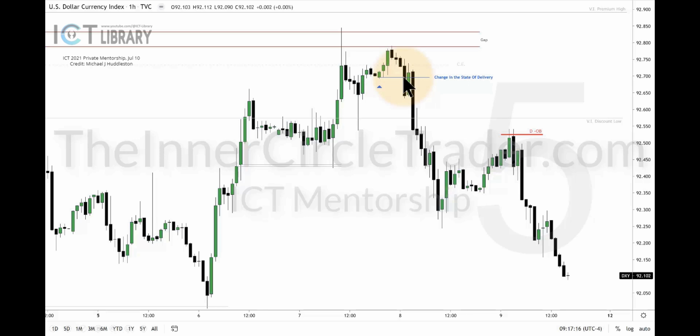Now, that's not the only one. You have a secondary one right here. So we have an up close candle, again, prior to this decline. So this is your bearish order block. This is your bearish propulsion candle. Okay, so this propulsion block eats into this bearish order block. And then we have a change in the state of delivery again, right there.